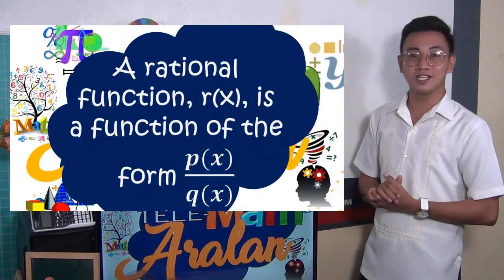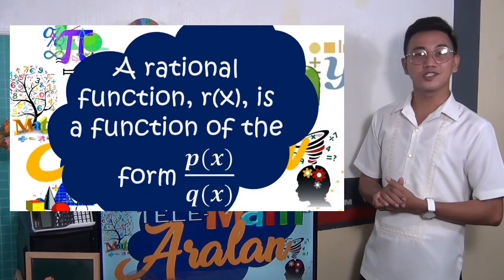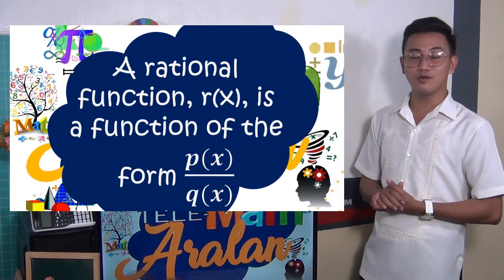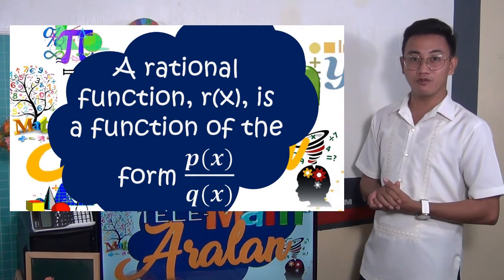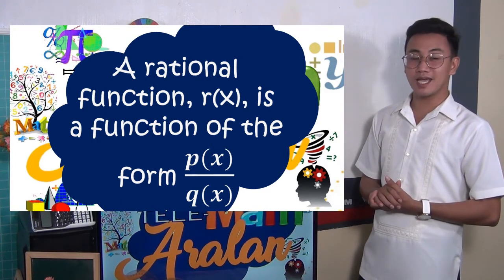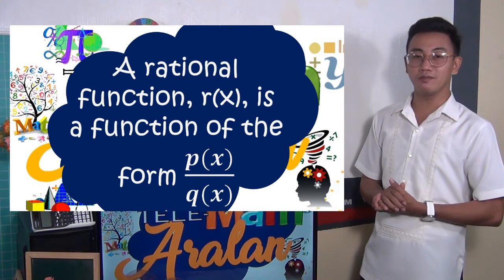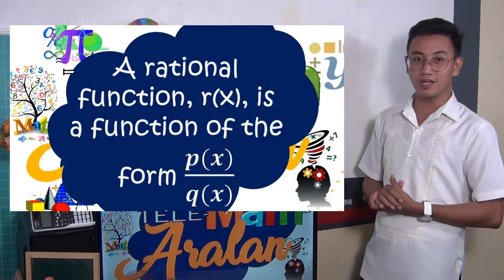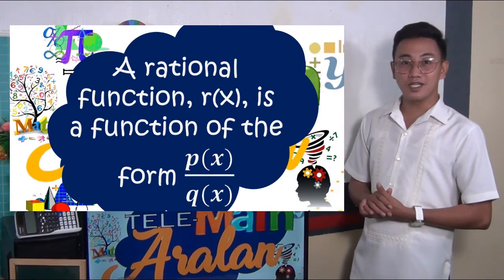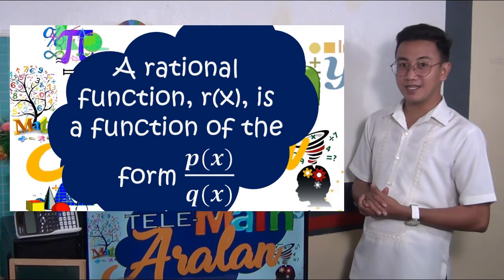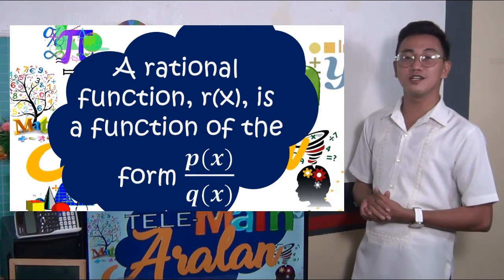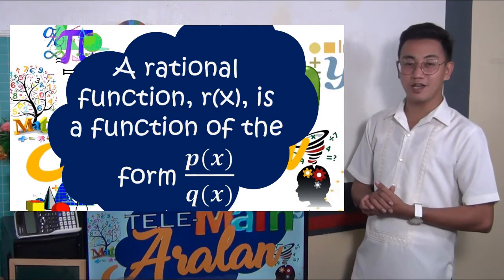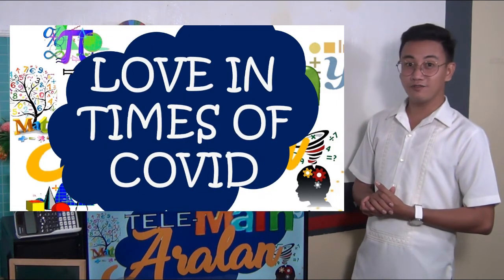Yesterday, it has been discussed that a rational function is a function of the form r of x is equal to p of x over q of x, where p of x and q of x are polynomial functions and q of x is not a zero polynomial. For the continuation about representing real-life situations using rational functions, let us watch this short video entitled Love in Times of COVID.